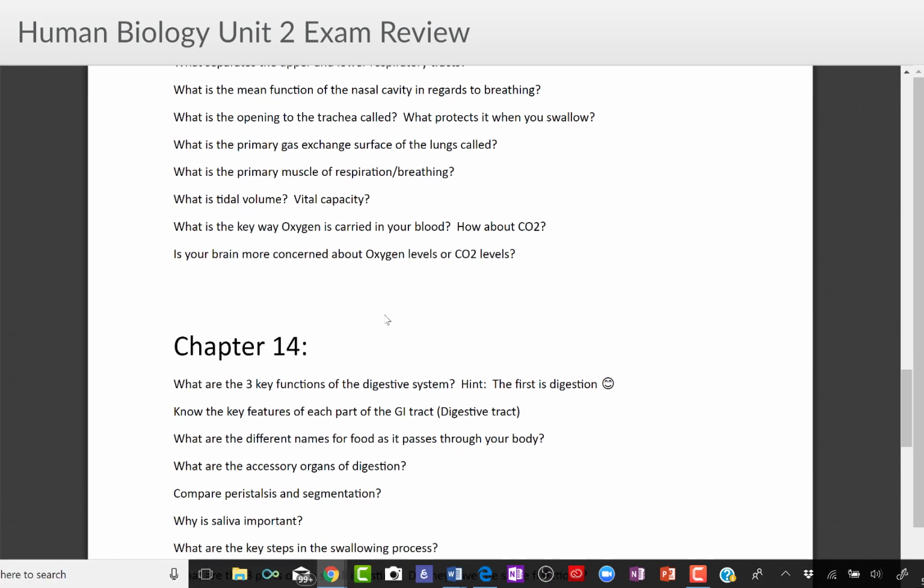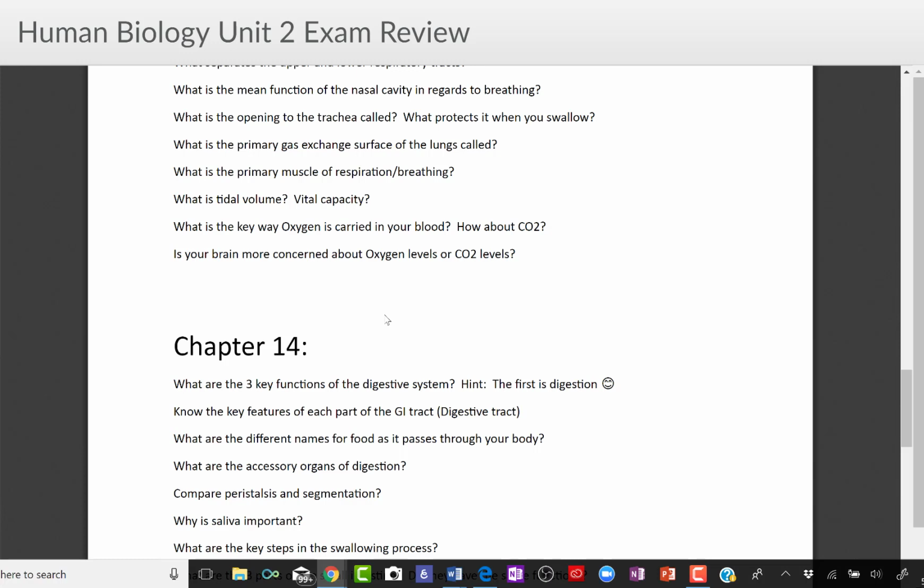All right, what is the primary muscle of respiration or breathing? That is the diaphragm. So the diaphragm is the muscle that is the border that separates your thoracic cavity, which is where your heart and lungs are, from your abdominal pelvic cavity. So everything below the diaphragm is in the abdominal pelvic cavity. But 75% of a normal quiet breath in is actually caused by the diaphragm contracting. So the diaphragm is the primary muscle we use to breathe in.